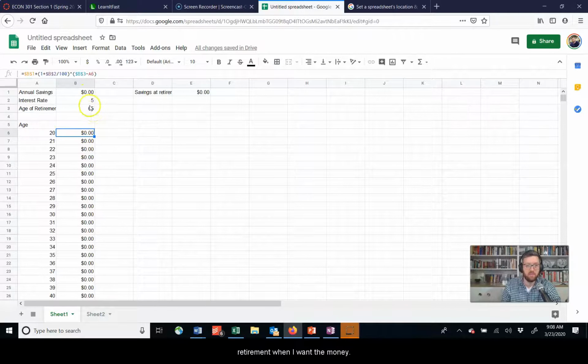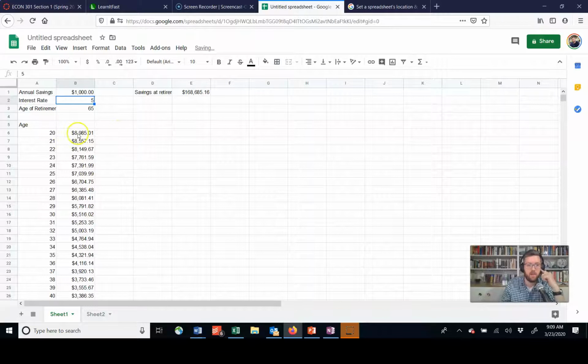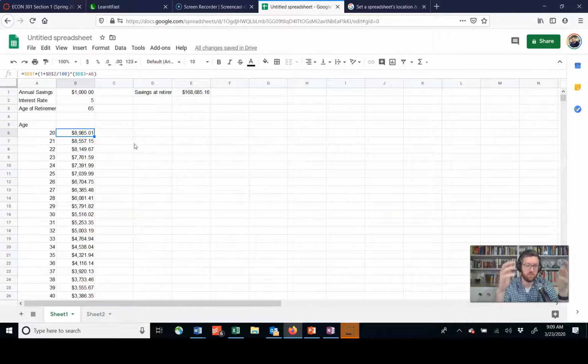So B3 is the age of retirement when I want the money. And if I'm currently 20, then I have to subtract that off. And so 65 minus 20 is 45 years that this is going to earn interest. Okay? So what happens if we change this from, say, 0 to, say we save $1,000 a year? Well, $1,000 saved when you're 20 is going to earn interest for 45 years, and at the end of 45 years, that $1,000 will have turned into about $9,000. Okay? The money that you saved in your 21st year is only earning interest for 44 years, so it's worth a little less, $8,600, and so on down the line.